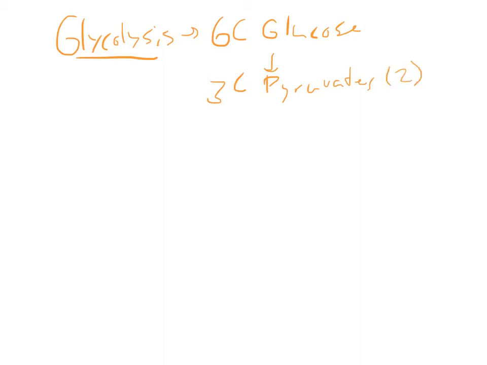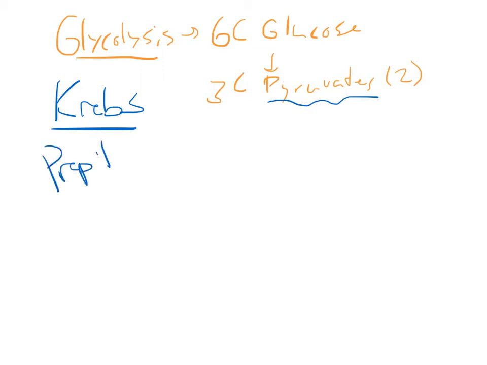So we got 2 of those. Now, if we are going to do aerobic respiration, we need to move on next to the Krebs cycle. But remember, pyruvate can't really enter the Krebs cycle itself. The pyruvate can be moved to the matrix of the mitochondrion, which is where the Krebs cycle takes place, but we have to do the prep reaction before we can actually send that pyruvate into the Krebs cycle.